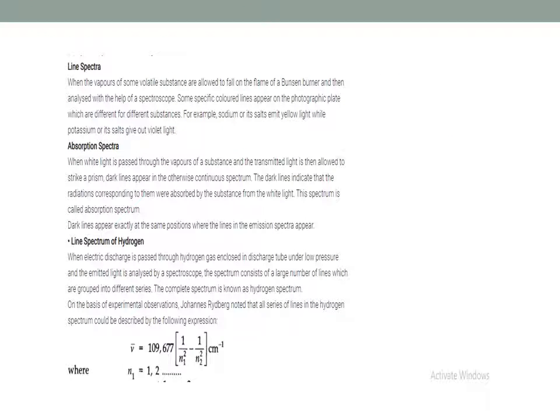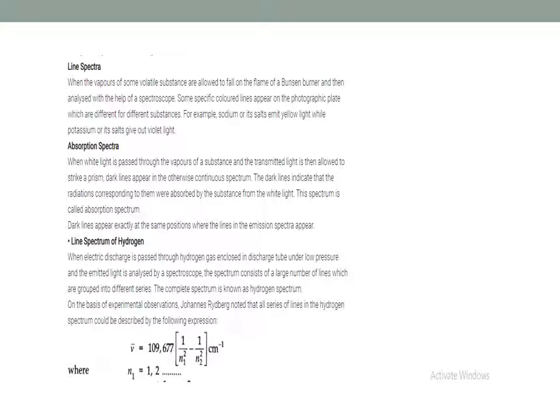Line spectra. When the vapors of some volatile substance are allowed to fall on the flame of a Bunsen burner and then analyzed with the help of a spectroscope, some specific colored lines appear on the photographic plate, which are different for different substances. For example, sodium or its salt emit yellow light, while potassium or its salts give out violet light.